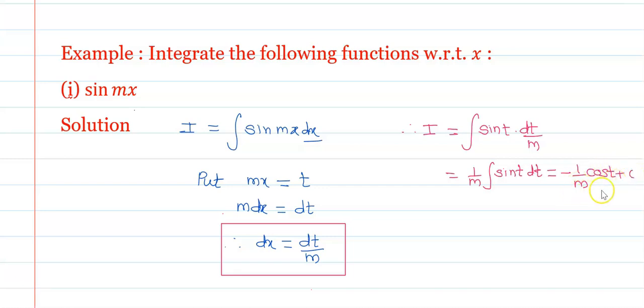Now resubstitute the value of t, and therefore here I = minus 1/m cos t. Resubstitute the value of t.